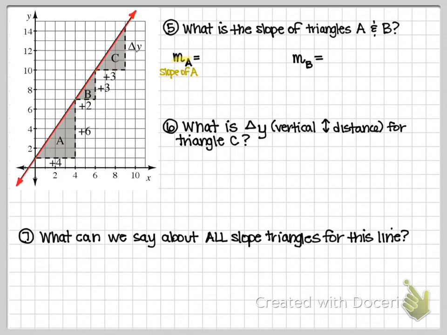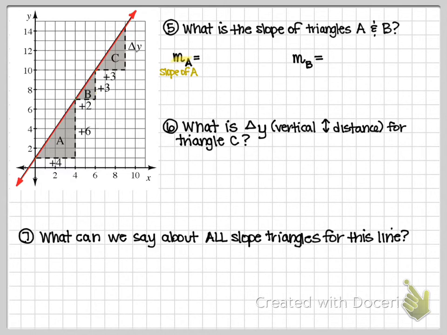Now, I don't have to do a whole bunch of work here. It's actually really nice because they already did it for me. See all the +4, +6, +2, +3? I already know what the signs are going to be. So I don't have to figure out the subtraction part. I can just use the signs that they gave me. So if I take a look at triangle A, specifically triangle A.